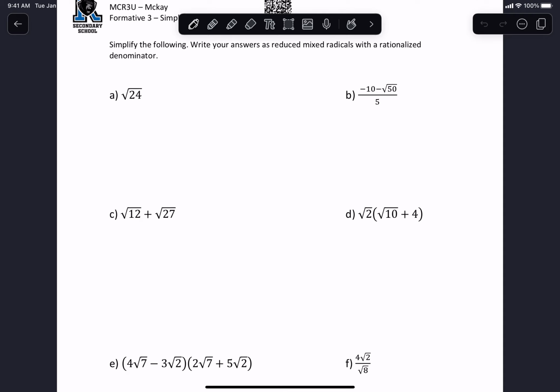So for instance, if I wrote down root 12 times root 2, neither of those two radicals are perfectly square rootable. So what I'm looking for is something like, for this particular question, root 4 multiplied by root 6. Root 4 is square rootable, and so I get 2 root 6 as my simplification there, okay?